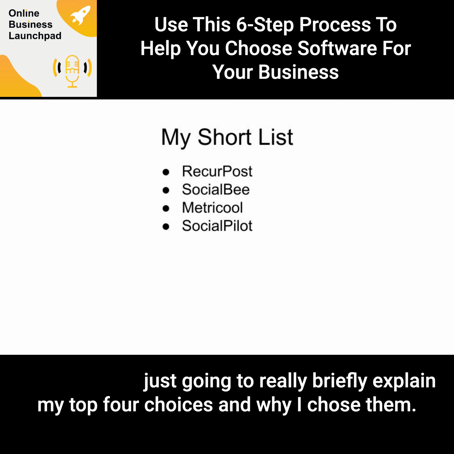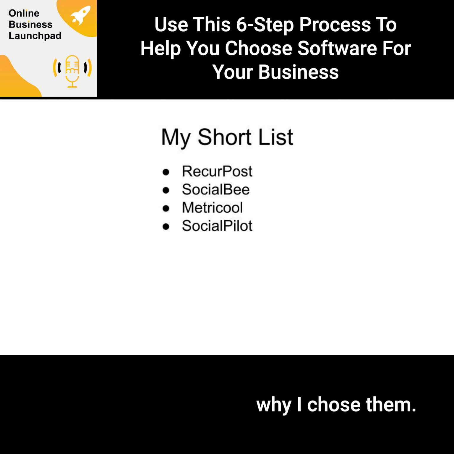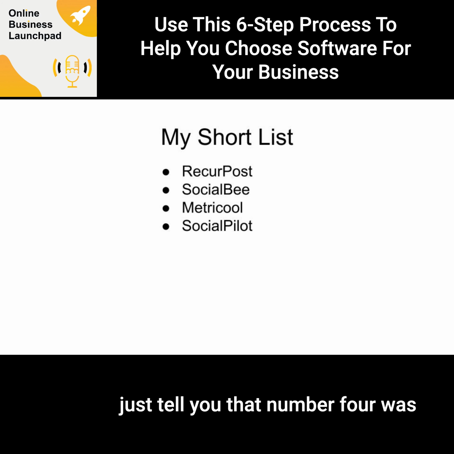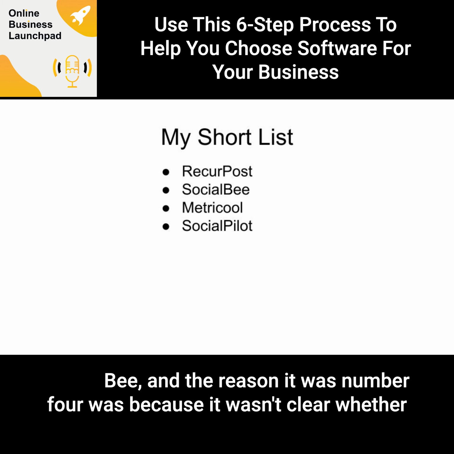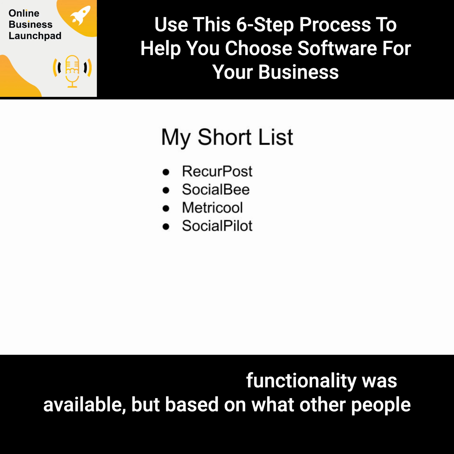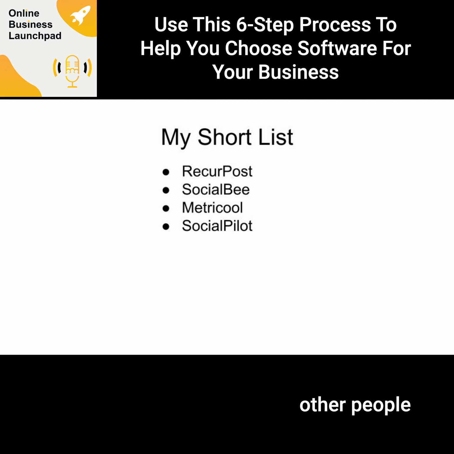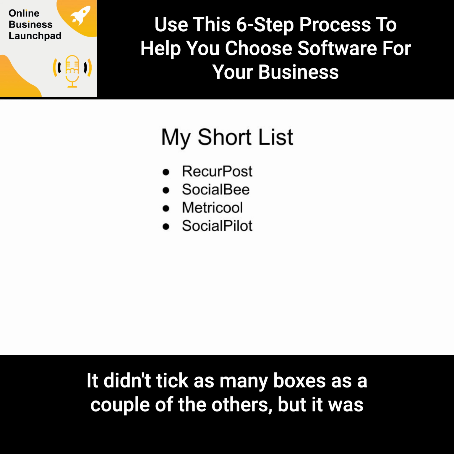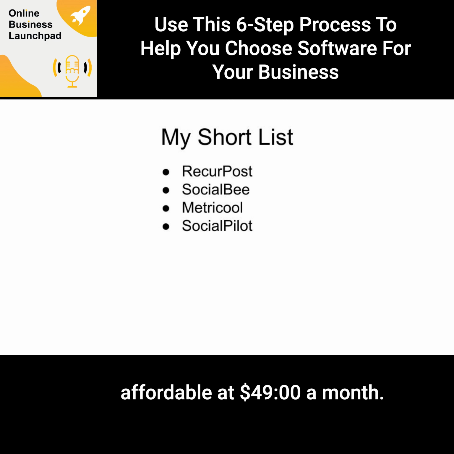All right, so I'm just going to really briefly explain my top 4 choices and why I chose them. I'm just going to work a little bit backwards here and tell you, number 4 was Social Bee. The reason it was number 4 was because it wasn't clear whether some of the required functionality was available, but based on what other people had told me, I figured it probably was. So I left it on my list as a maybe. It didn't tick as many boxes as a couple of the others, but it was more affordable at $49 a month. Now that's $49 US. You've got to take that into account.